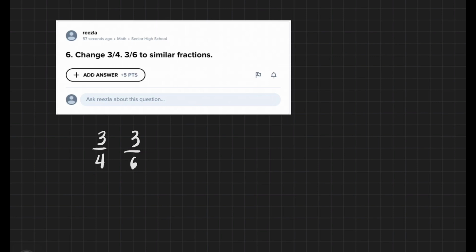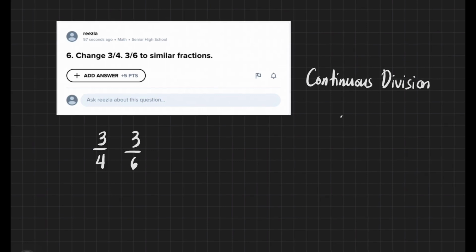We can apply a lot of methods in answering this. Suggesting is to do continuous division. We may use this one in finding the LCD of our given fractions. Going to write 4 and then 6. What number can we divide both 4 and 6? That's 2. 4 divided by 2 is equal to 2. 6 divided by 2 is equal to 3.